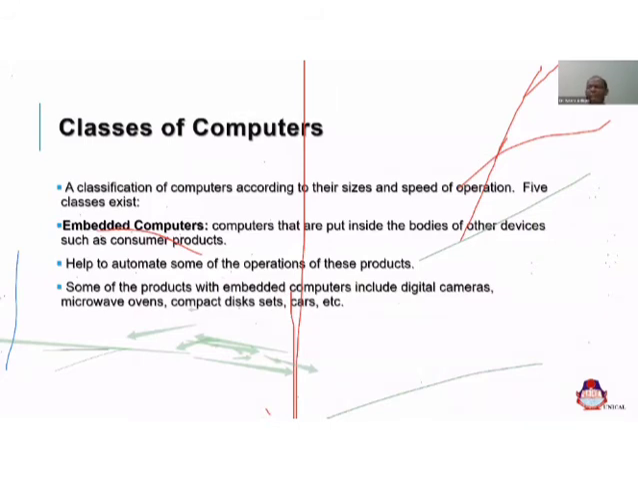For example, you can set up your microwave oven to do a lot of things, to warm food and stop at a particular time, and to time it depending on whether you bring food from the freezer and it's completely frozen. There's a component called defrost. You use it, and it will defreeze what you brought. So it has different levels of automation because it has embedded computers inside it. Some of the products with embedded computers include digital cameras, microwave ovens, compact disc sets, cars, digital watches, and a host of other devices.